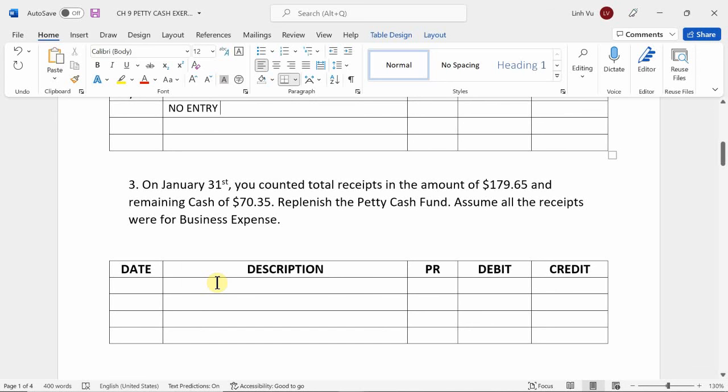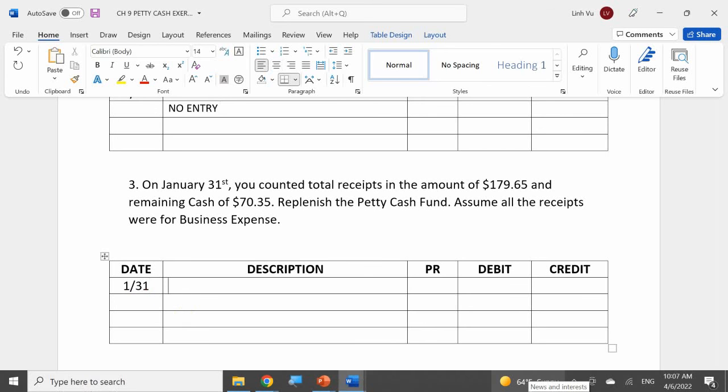Right? So then on January 31st, okay, you counted a total of receipts in the amount of $179.65, and then you had a total cash left over of $70.35. Replenish the petty cash fund. Assume that the receipts were for business expenses. Okay, so it's January 31st. Party supplies is going to be considered a business expense. So this is your total amount of business expenses.